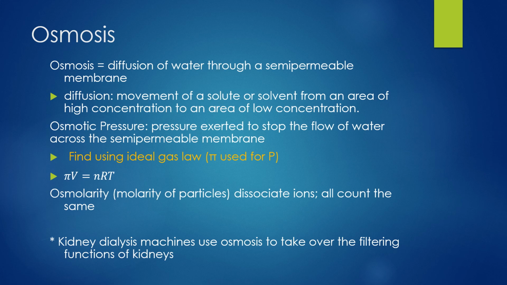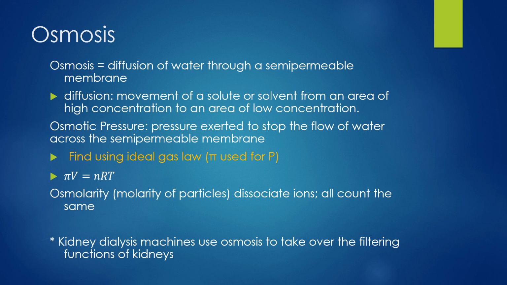The last colligative property we're going to talk about is osmosis. You've probably heard of osmosis before, and what it is is the diffusion of water through a semi-permeable membrane. When I talk about diffusion, I mean it's a movement of either a solute or a solvent from an area of high concentration to an area of low concentration. So it's essentially trying to equal it out. If I have on one side of my membrane high concentration, there's a slow spread of that solute through the membrane until the concentration equals out on both sides of that membrane.